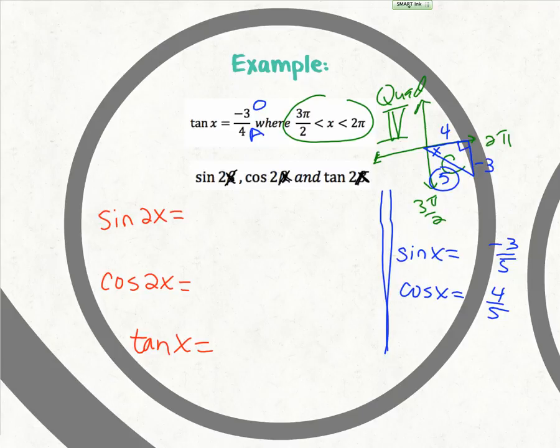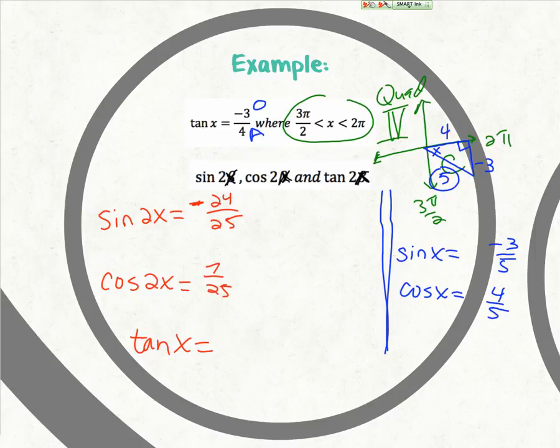What did you guys get for sine of 2x? Yep, I did too. I was looking at the wrong problem for a second, the numbers are so similar, and I was like, wait. All right, flip to the negative. All right, what about cosine of 2x?